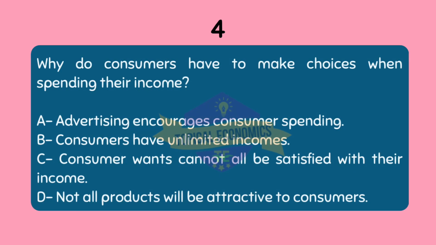Moving on to the fourth question. Why do consumers have to make choices when spending their income? A. Advertising encourages consumer spending. B. Consumers have unlimited incomes. C. Consumer wants cannot all be satisfied with their income. D. Not all products will be attractive to consumers. This question is from year 2020 October-November version 3 paper. The correct answer for this question is option C.